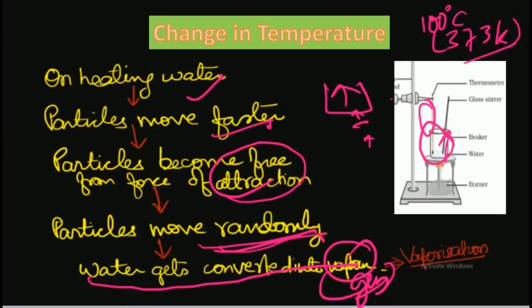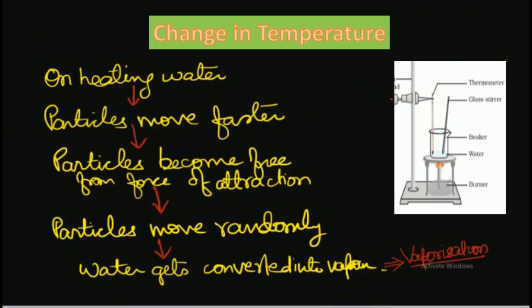So this is the change in temperature. What happens in the change in temperature? Particles start to move faster, and they will overcome their force of attraction. They will start to move freely. First they get converted into liquid, then on further heating, at a certain temperature, they will start to get converted into the vapor form. So because of the change in temperature, we will see in the next slide what happens.